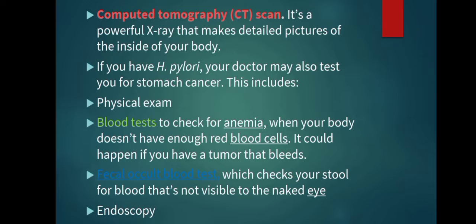If you are infected by H. pylori bacteria, your doctor may also test for stomach cancer. This includes some physical exams like a blood test to check for anemia, when your body doesn't have enough red blood cells, which could happen if you have a tumor that bleeds. Fecal occult blood test, which checks your stool for blood that's not visible to the naked eye. Last one is endoscopy. Endoscopy means a small piece of equipment introduced into your body to see the internal body parts.